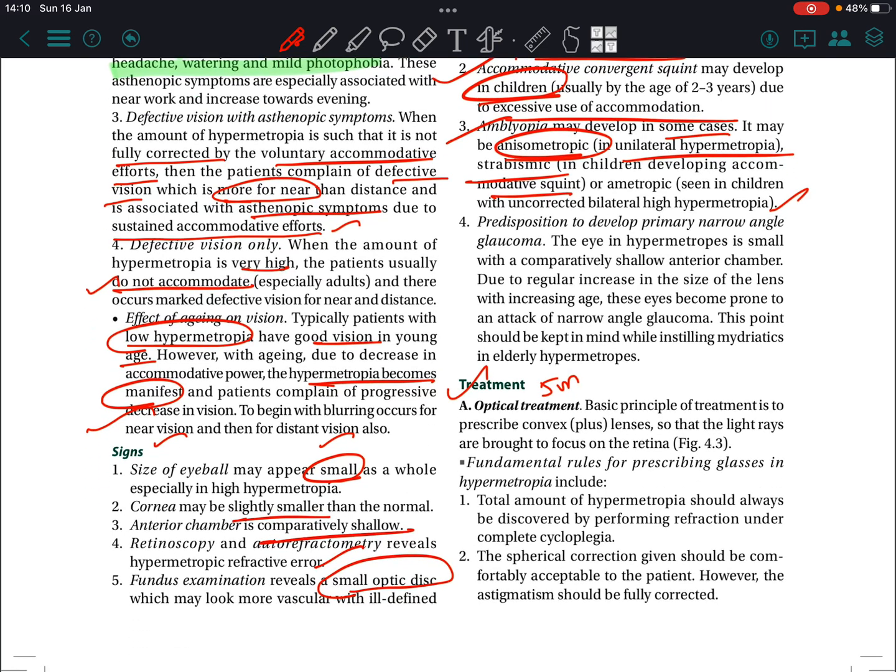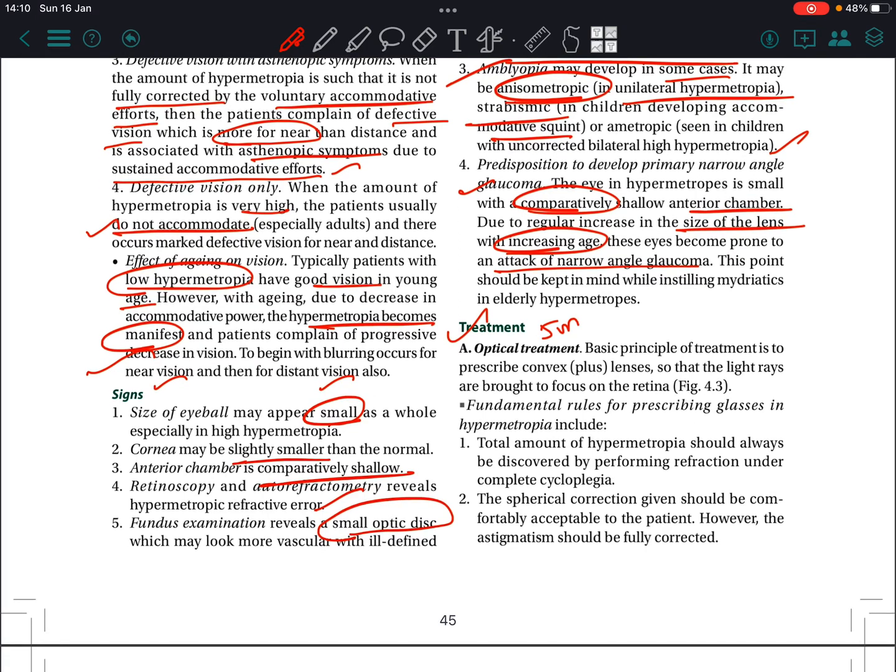Predisposition to develop primary narrow angle glaucoma. The eye in hypermetropes is small with a comparatively shallow anterior chamber, due to the regular increase in size of the lens with increasing age. These eyes become prone to attack of narrow angle glaucoma. This point should be kept in mind while instilling mydriatics in elderly hypermetropes.